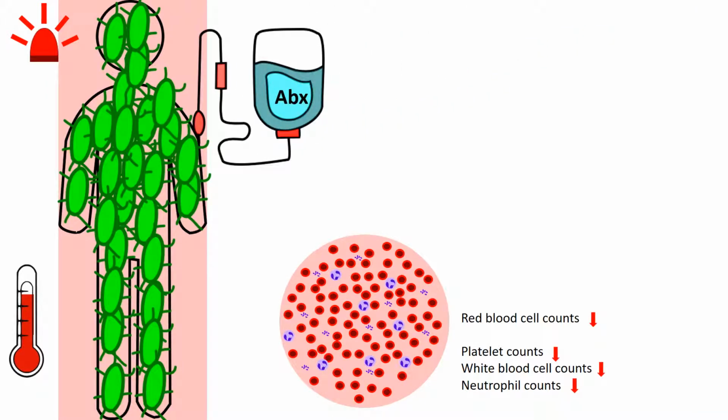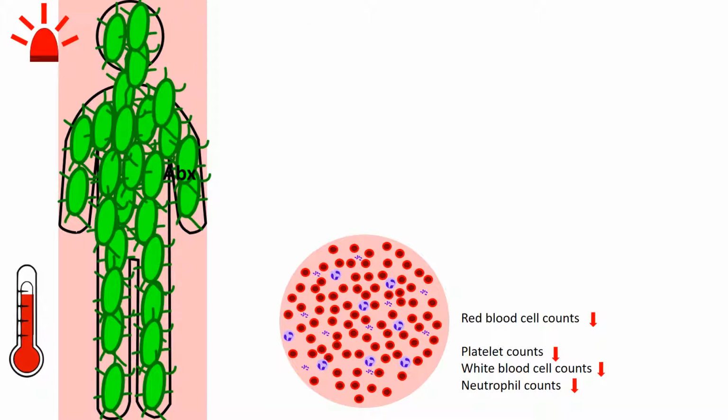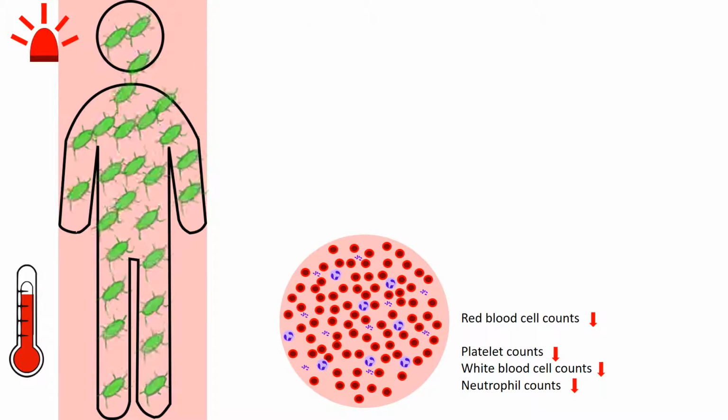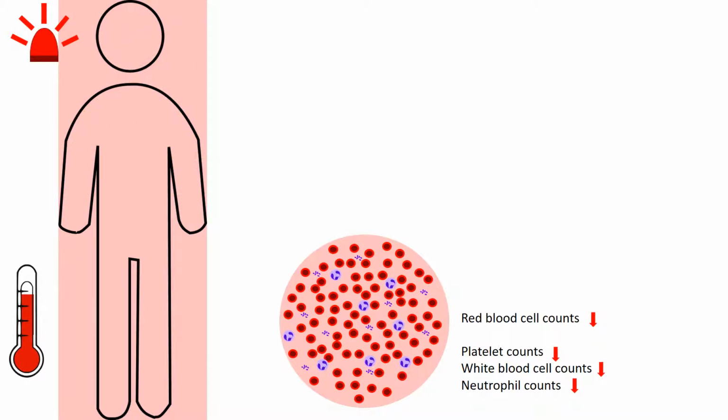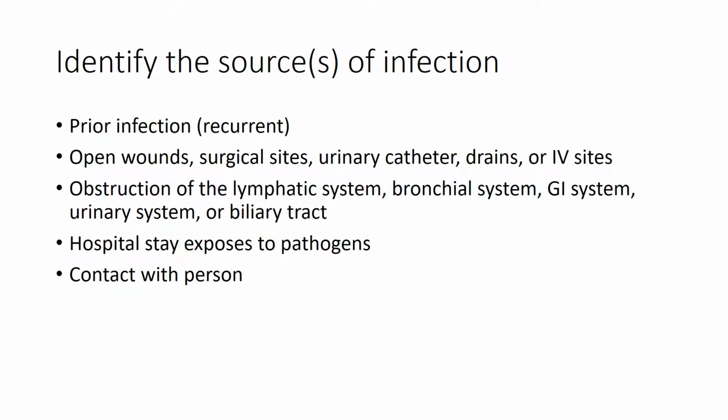Treating febrile neutropenia. When a patient with febrile neutropenia comes to the hospital, the first thing they will get is a broad spectrum antibiotic. The antibiotic will start to kill off some of the germs, the bacteria. And when the bacteria are gone, the alert is off and the temperature will come down. It is very important to identify the source of infection.